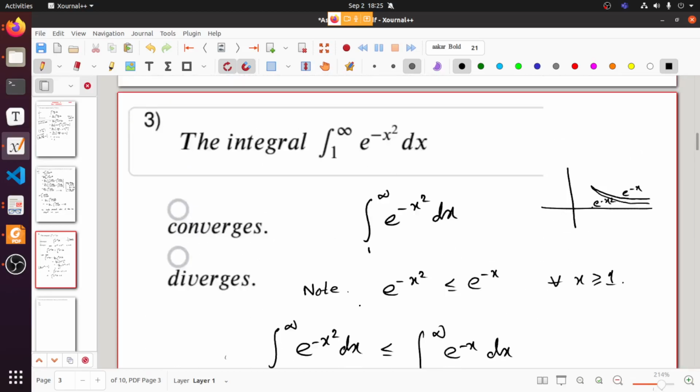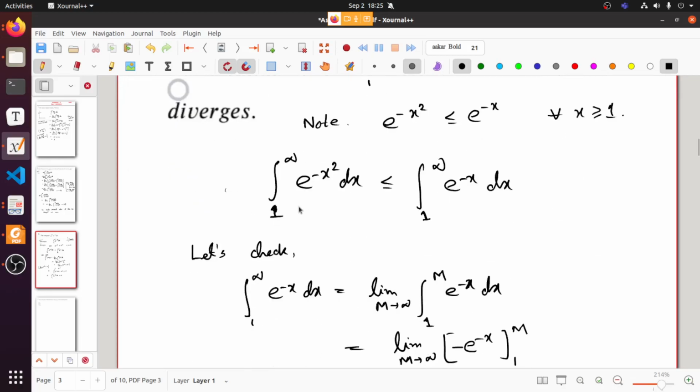So which option is correct? First option is correct, that this integral converges. Is this fine? Yes, sir. Okay.